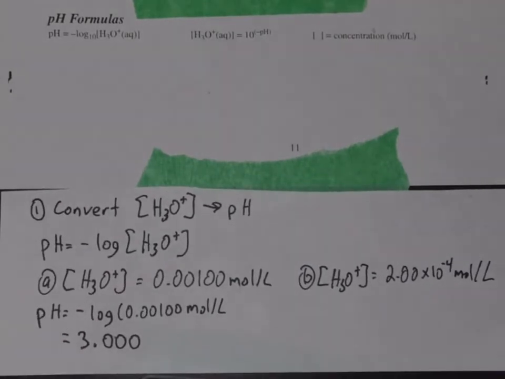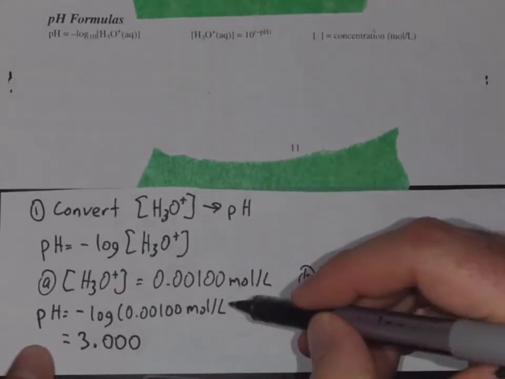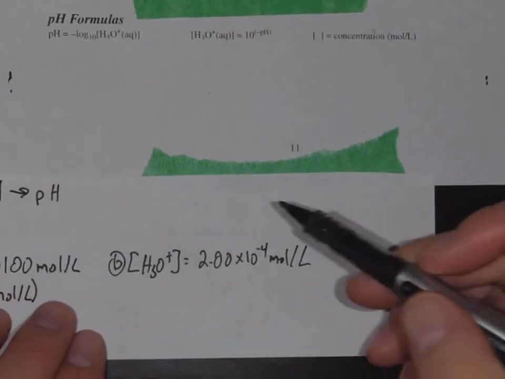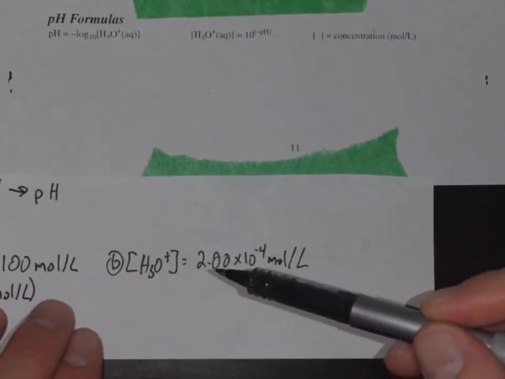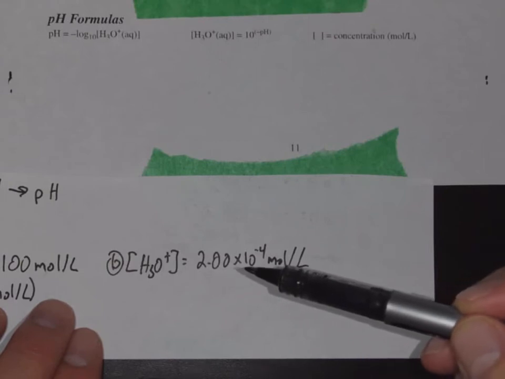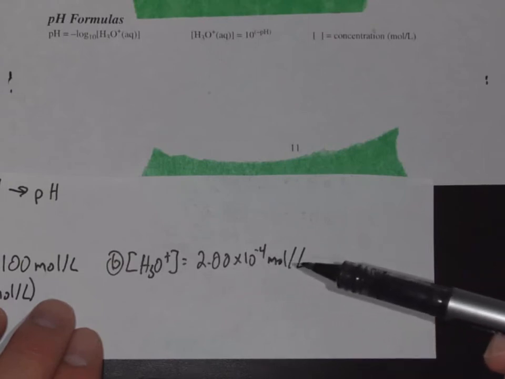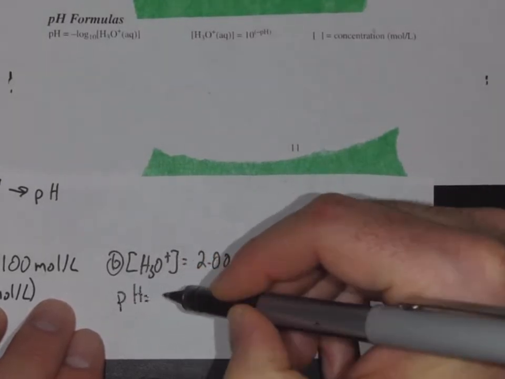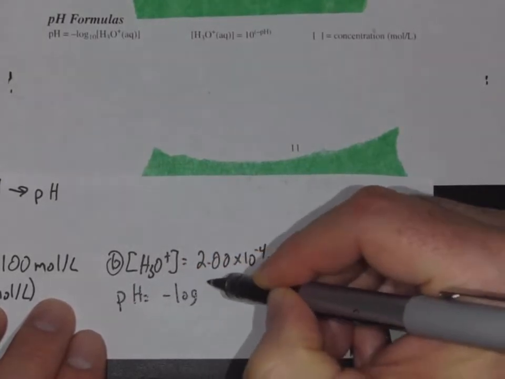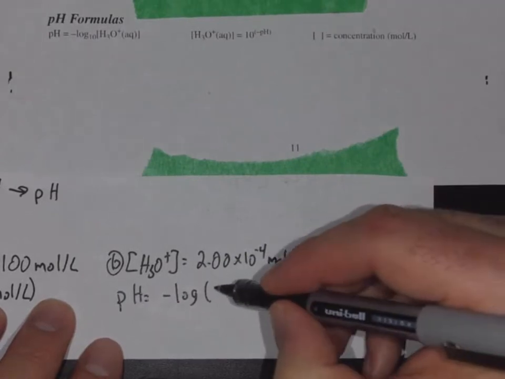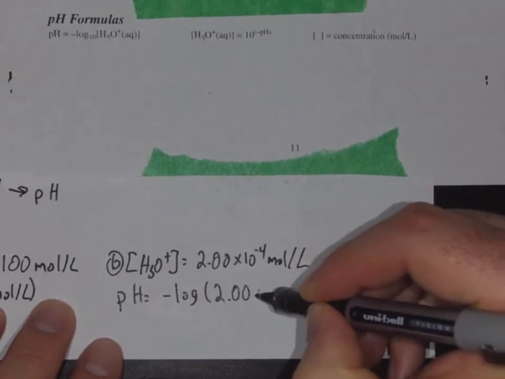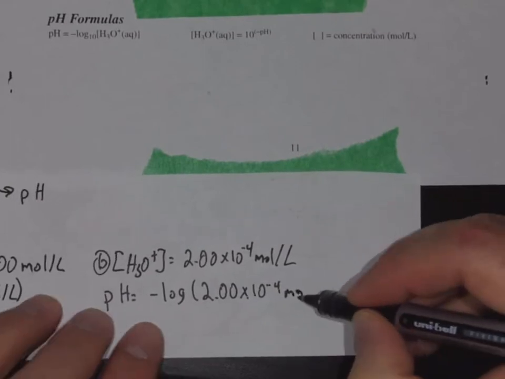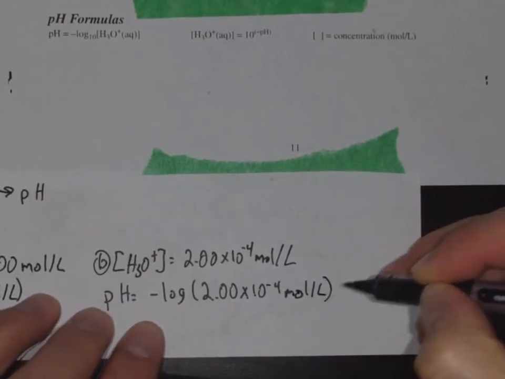I'll give you a second to look at that. Now, let's go to the next question. The hydronium ion concentration is equal to 2.00 times 10 to the negative 4 moles per liter. So my pH is going to equal the negative log of the hydronium ion concentration, which is 2.00 times 10 to the negative 4 moles per liter.